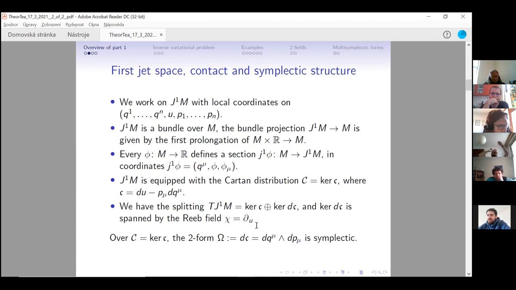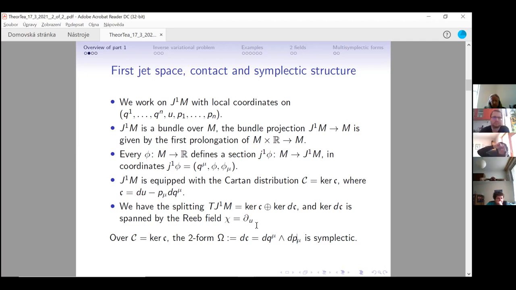Oh, good question. I wasn't thinking about invariance with respect to change of coordinates, but it's a good question.